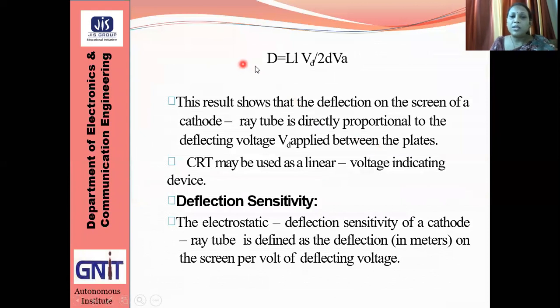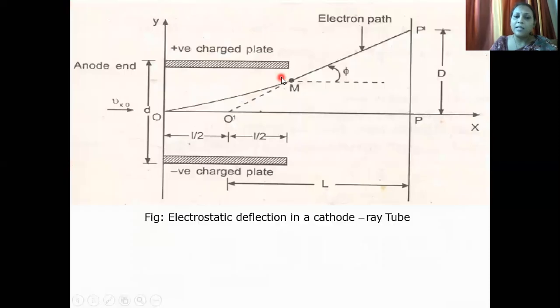So, moving to the next slide, this is the formula. D equals L into capital L into small l into Vd by 2 small d Va. Capital L is the length, this length. Small l is this length.